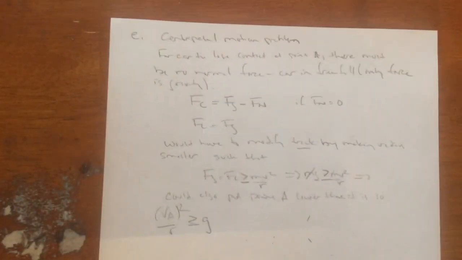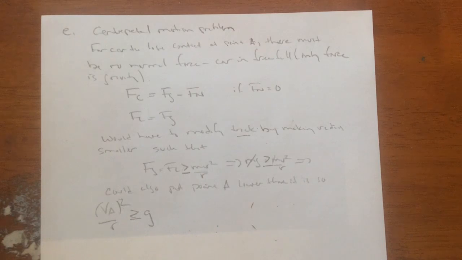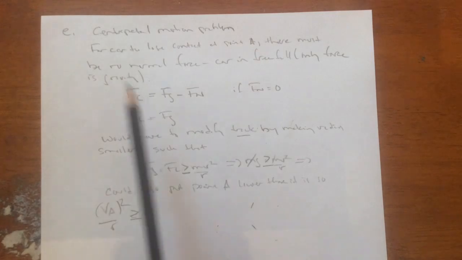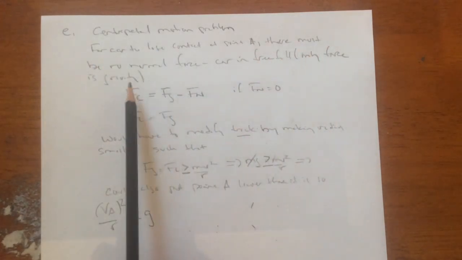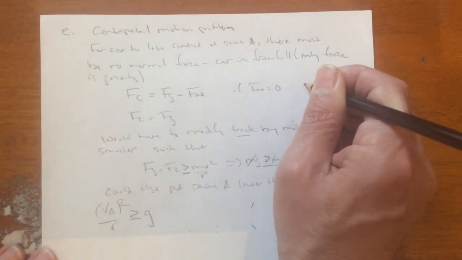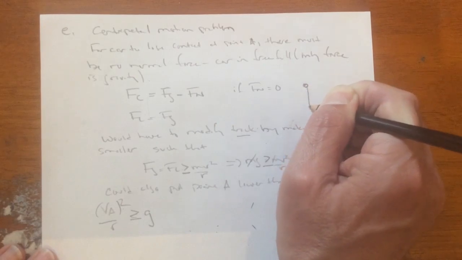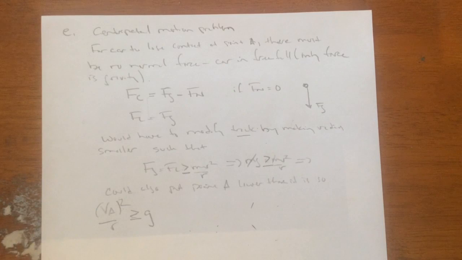All right. Last part, headed for home. Explain how the track design could cause the car to lose contact with the track at A before descending down the track. We've done one like this before. It's a centripetal motion problem. For the car to lose contact at point A, there must be no normal force, right? So it's in free fall. If it's not in contact with the road, the only force acting is force gravity. It's in free fall.